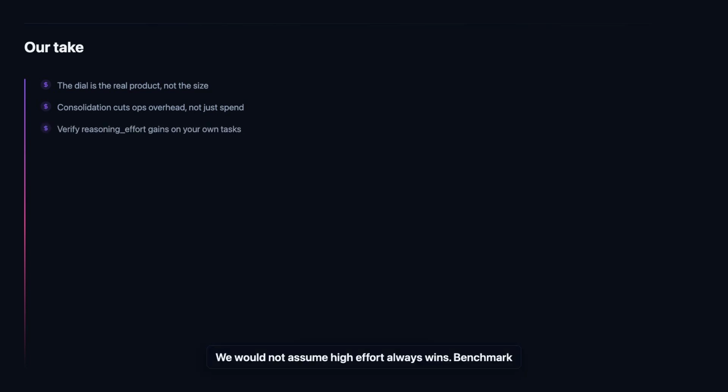We would not assume high effort always wins. Benchmark none, medium, and high against your real workloads because the extra reasoning tokens cost real money at $7.50 per million output, and many routine requests never need them. Watch the license wording. It is a modified MIT license, not plain MIT, so before we build a commercial product on these weights we should read the exact restrictions rather than assume standard permissive terms apply.